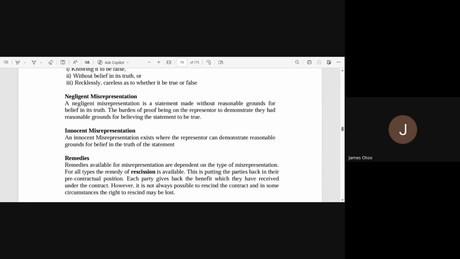We have innocent, as the name suggests. You believe in the truth of the statement, but it turns out to be different.